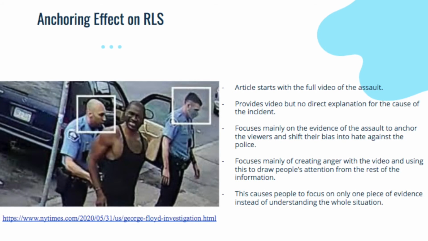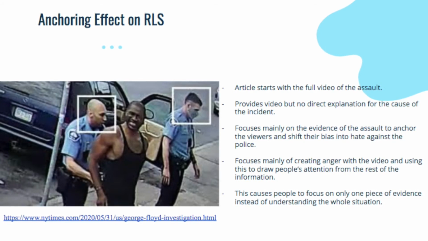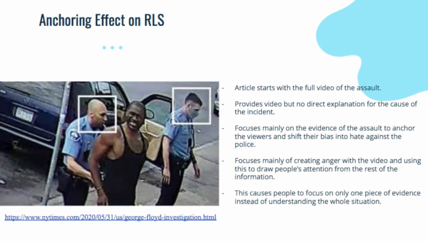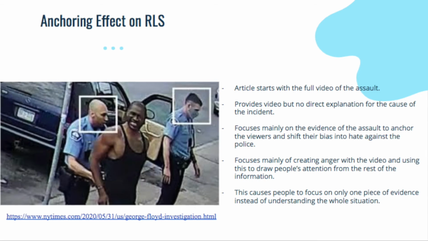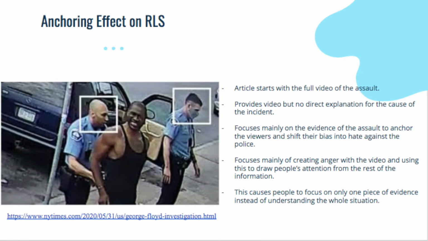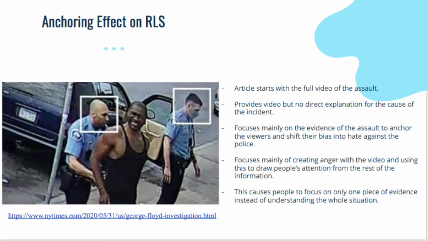And this causes people to follow only one piece of evidence, which is the anchoring effect, where people only focus on the first thing that they see or the first thing that attracts their attention, which here is the video, and this gives a lot of importance to the article and what they back up and talk about in the future.